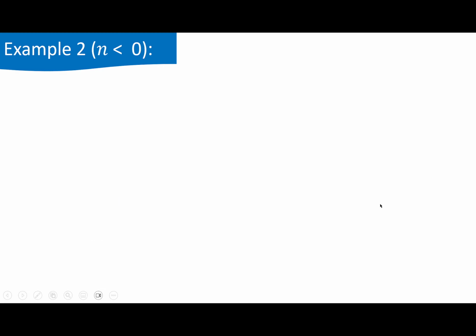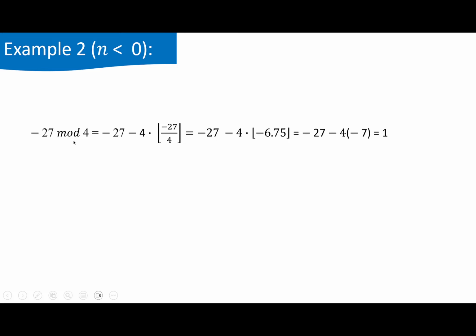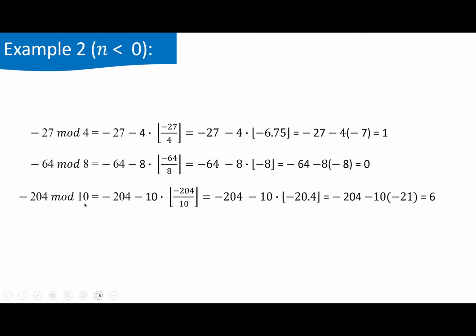Example 2. n less than 0. So minus 27 mod 4, you apply the same exact formula, and you get the answer to be 1. Minus 64 mod 8 is minus 64 minus 8 times the floor function of minus 64 over 8, and you find it to be equal to 0. Minus 204 mod 10, so minus 204 minus 10 times the floor of minus 204 divided by 10, that's minus 20.4, and the floor function of minus 20.4 is minus 21. Now you do the math here, you get 6 as an answer.